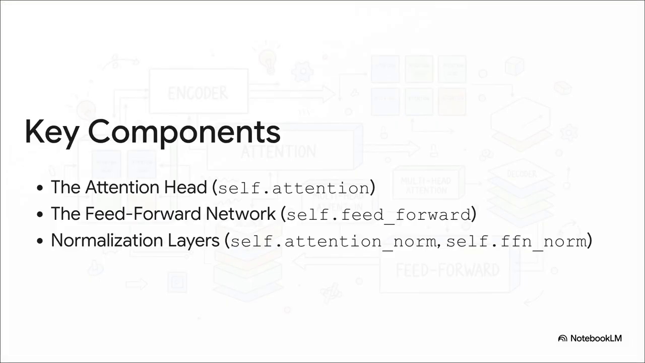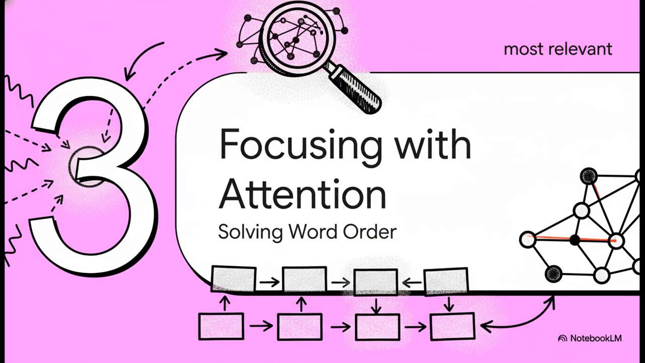So what gets built inside this blueprint? Well, there are three main parts. You've got the attention head, which is kind of like a spotlight that helps the model focus on what's important. Then you have the feed-forward network, which is really the thinking engine of the block. And finally, you have these normalization layers, which are basically there to keep all the data clean and stable as it flows through. So let's zoom in on that first piece, the attention mechanism.